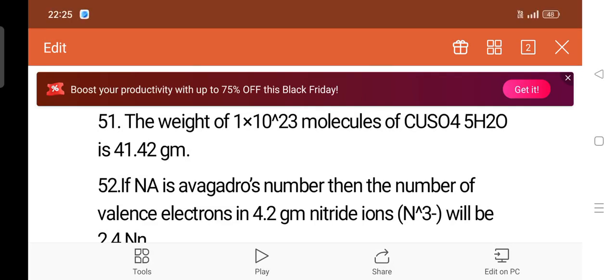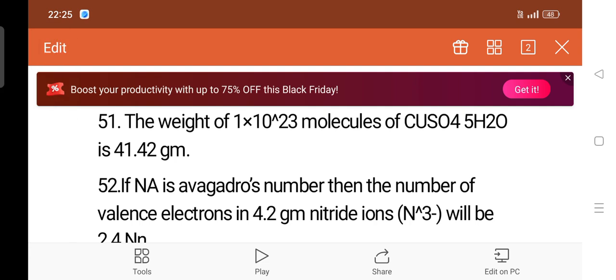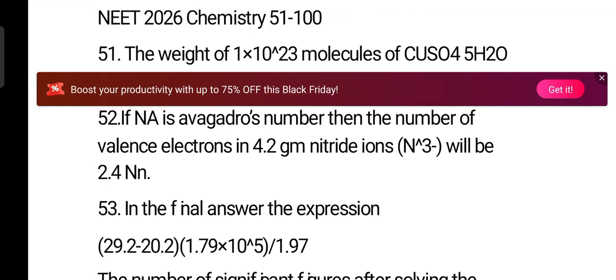The weight of 1 into 10 power 23 moles of CuSO4.5H2O is 41.42 grams. If NA is Avogadro's number, then the number of valence electrons in 4.2 gram of nitride ions N^3- will be 2.4 NA.